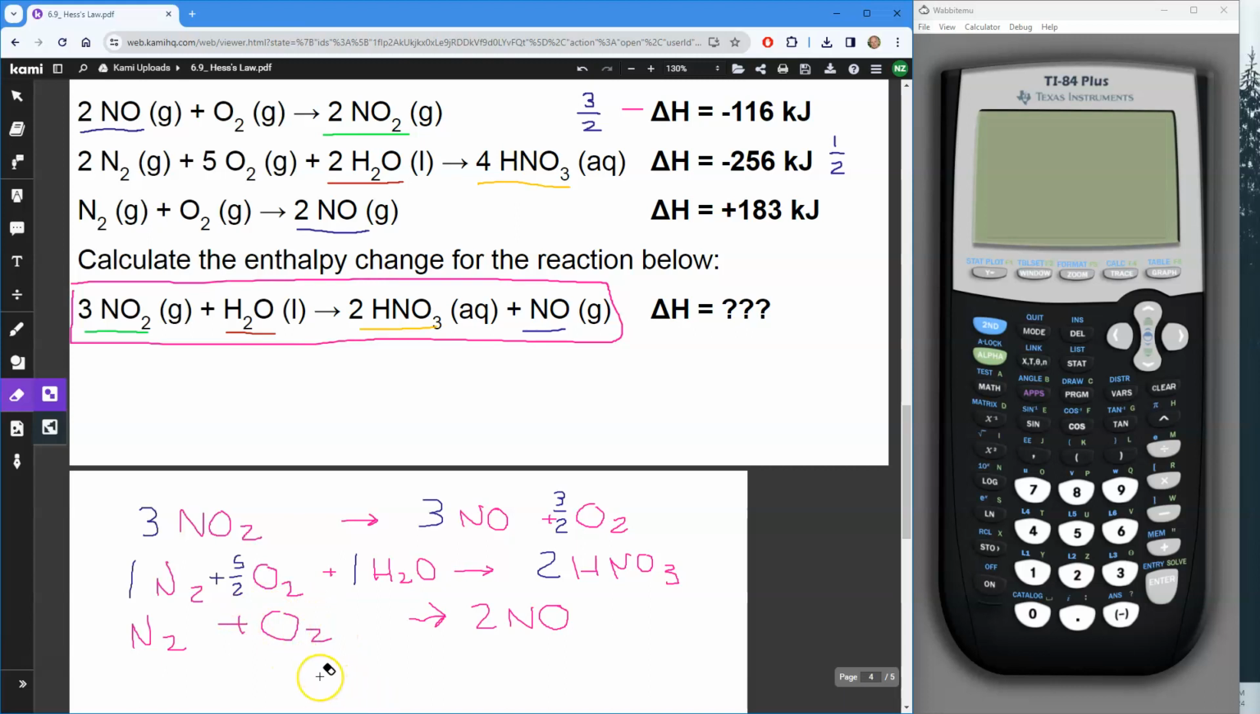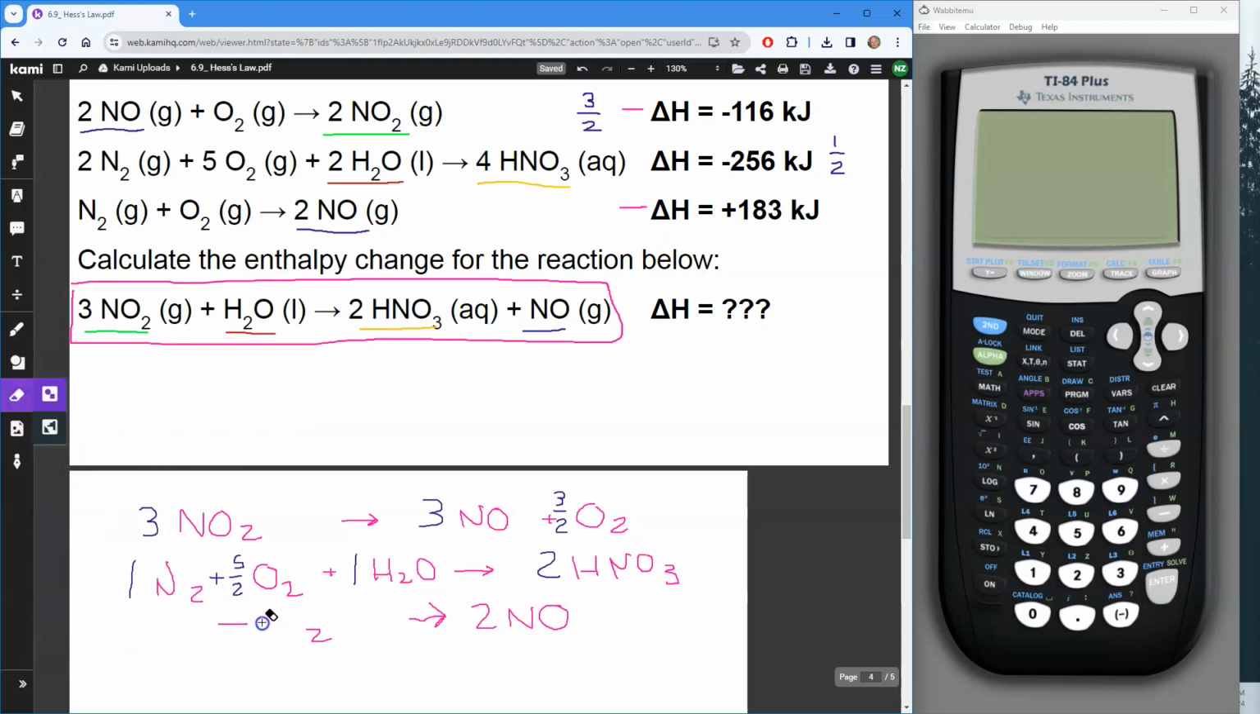Okay, so we basically want the oxygens to all go away. So we want this to be a number that will cancel out. So when we cancel, we have a 3 here, we have a 5 here. We basically need another 2 halves on the right side to cancel. So what if we flip the third reaction? Let's flip the third reaction.